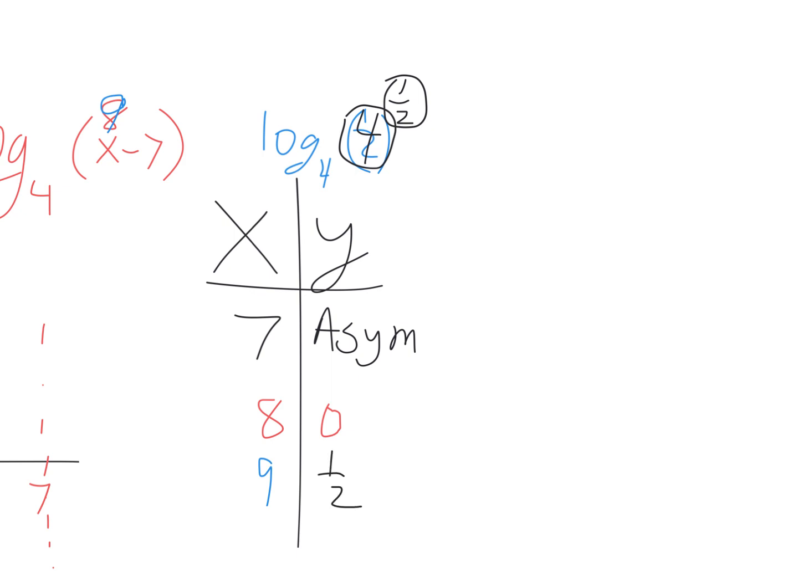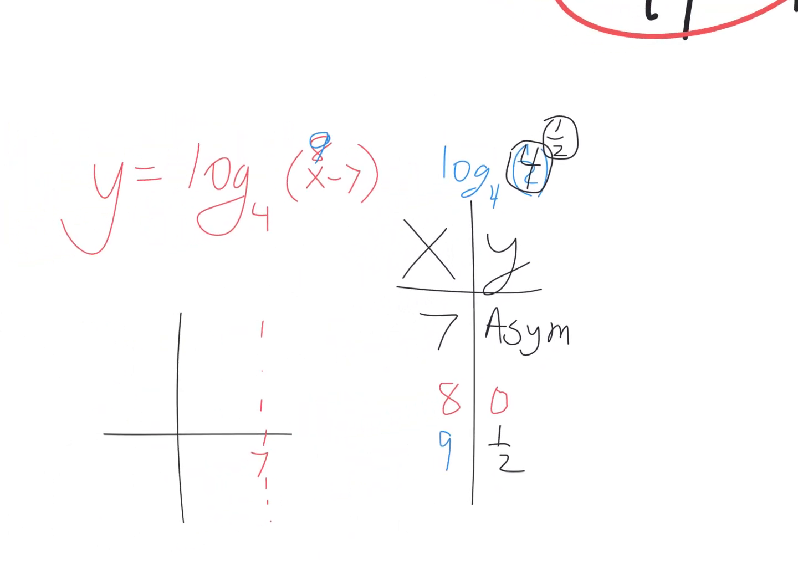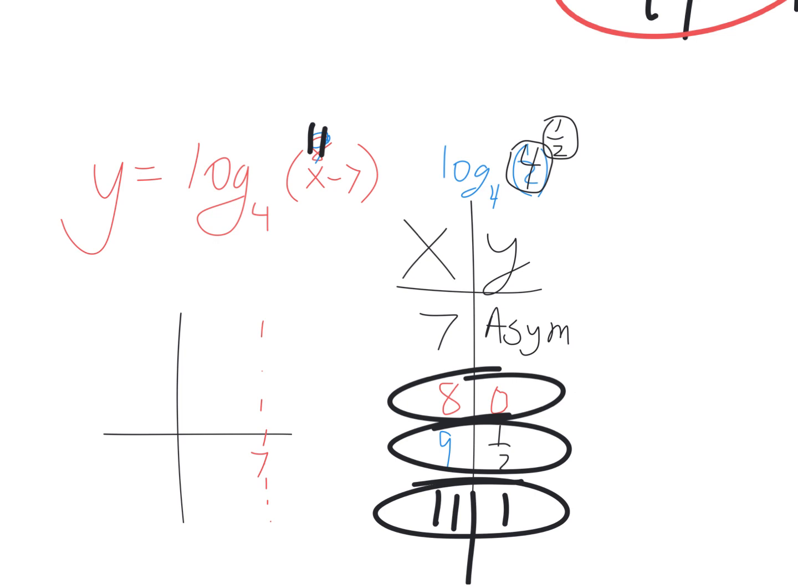I just need one more point. Hint, it's not 10. 11? 11 minus 7 is 4. Log base 4 of 4. Ooh, that's going to work pretty well. Log base 4 of 4 is 1. And then you just have to graph these 3 points. That's all there is to it.